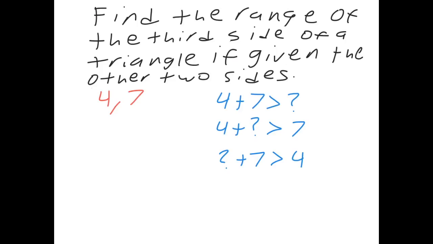Well, let's look a little backwards here. So, this number plus 7 has to be greater than 4. Well, since we're dealing with a triangle, it has to be a positive number. So, every positive number plus 7 will be greater than 4. So, we don't have to worry about this one right here. That one's already set no matter what we do.